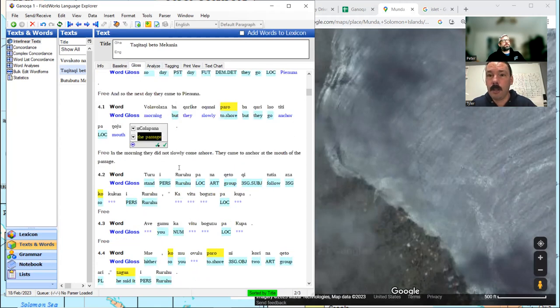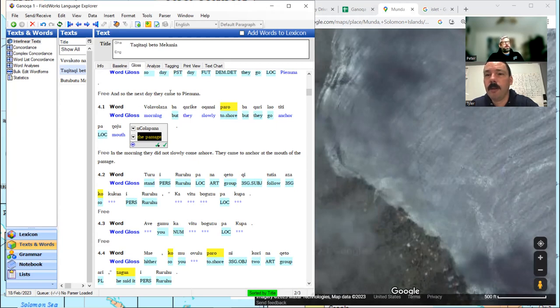Okay, how many words are we missing in the next one? Few in the kukua. Vitu, we've talked about some Vitus. Buguzu, pakupa. Anywho. Turu iruruhu panangeto is one clause, it looks like. Ruruhu stood at the group, with the group. Yeah, stood at the group. New clause begins. Gitutia aza ko kukua, they followed him. They followed him, must be.